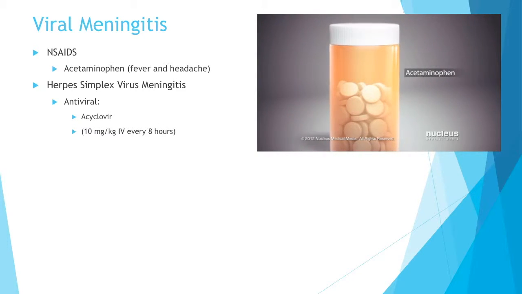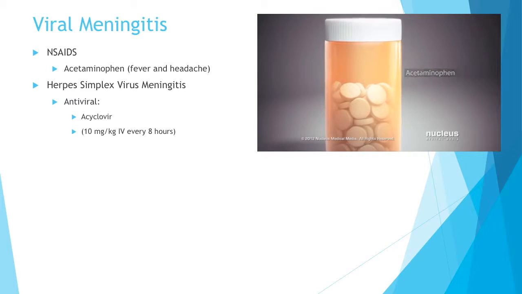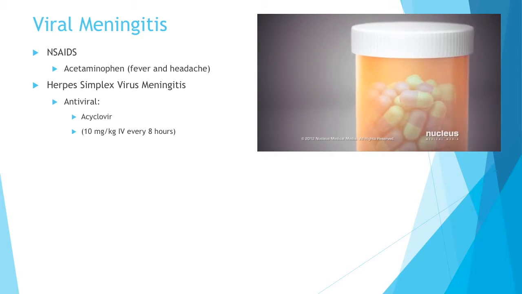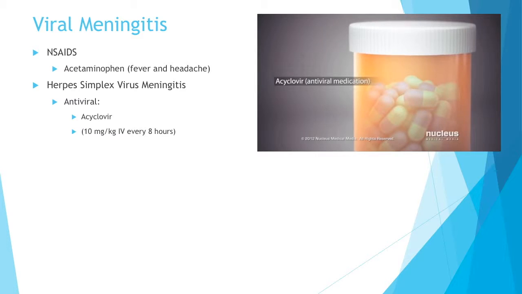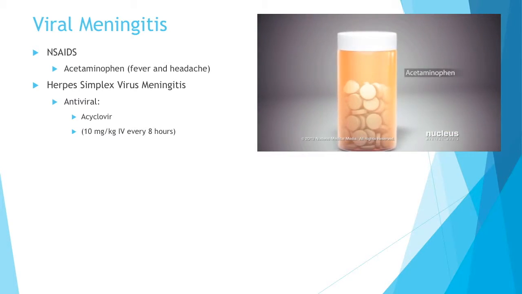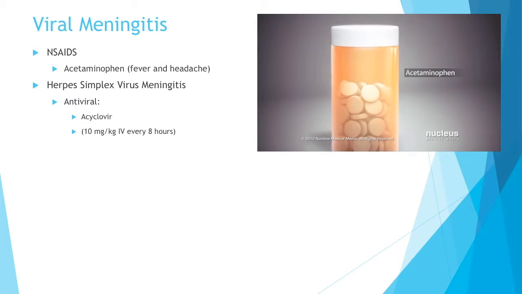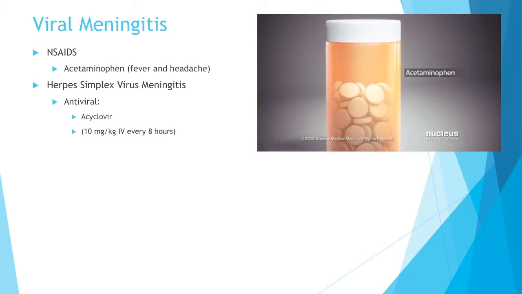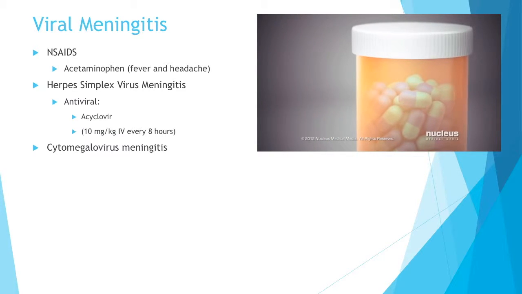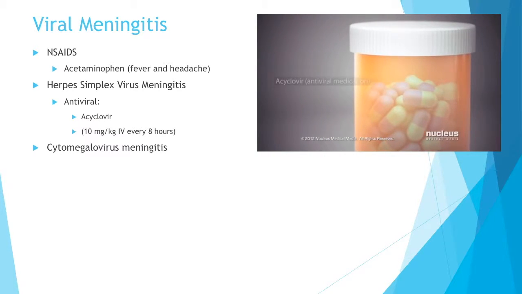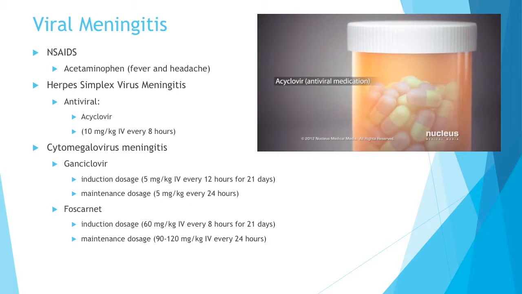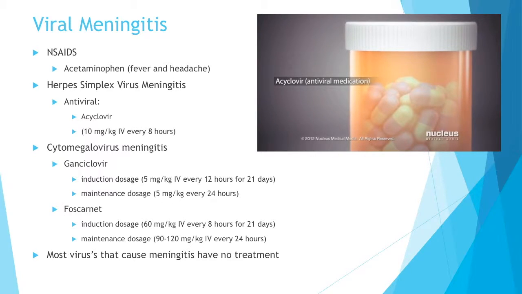The antiviral management of herpes simplex virus meningitis is controversial because some experts do not advocate for antiviral therapies unless encephalitis is present. This is because the condition is generally benign and self-limiting. For patients with cytomegalovirus meningitis, doctors generally prescribe ganciclovir or foscarnet, both of which include induction and maintenance dosing. However, most of the viruses that cause meningitis have no treatments whatsoever.